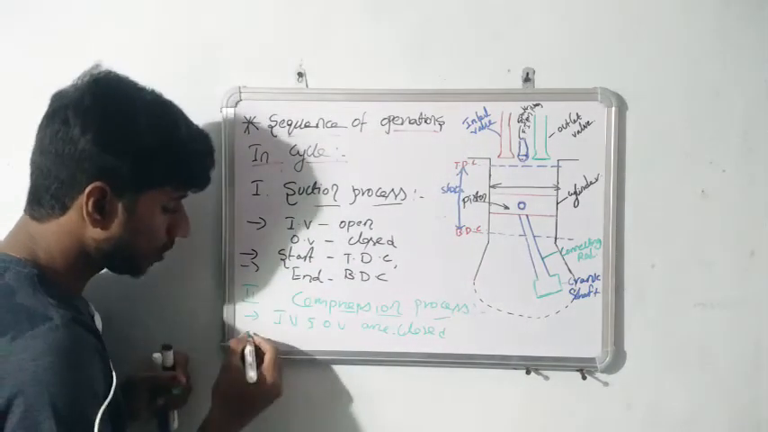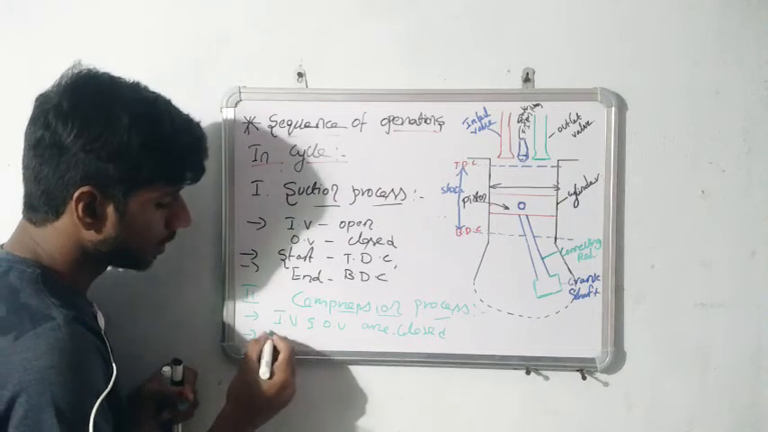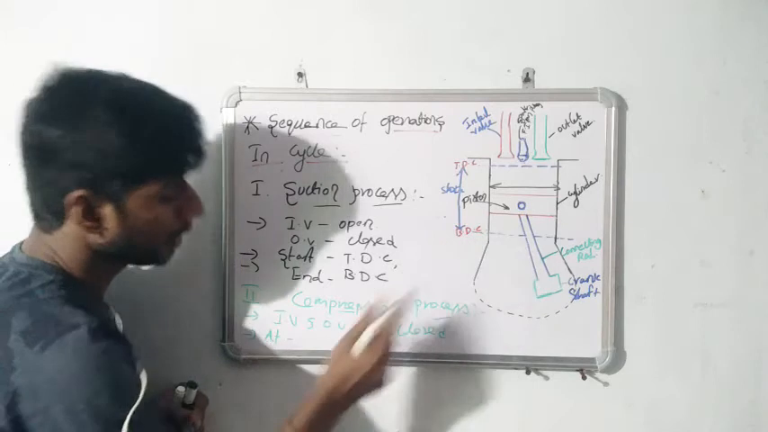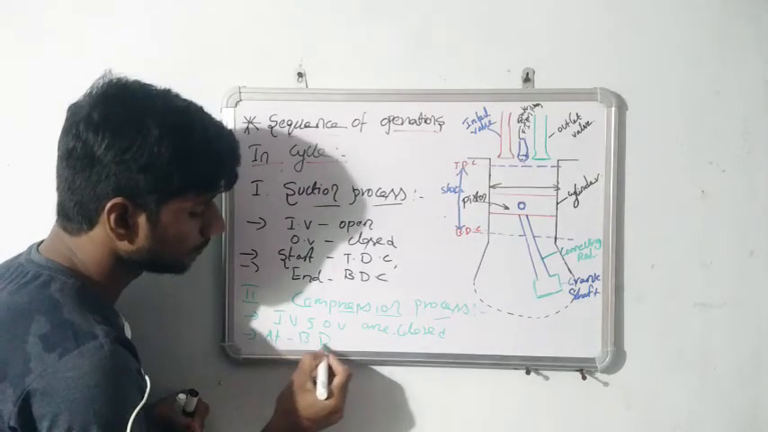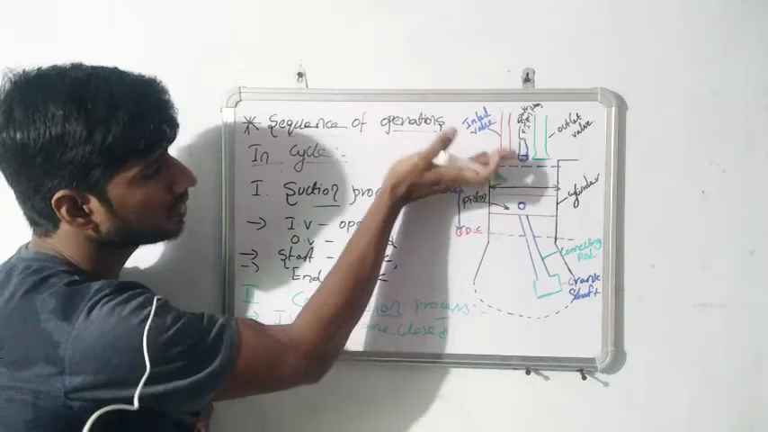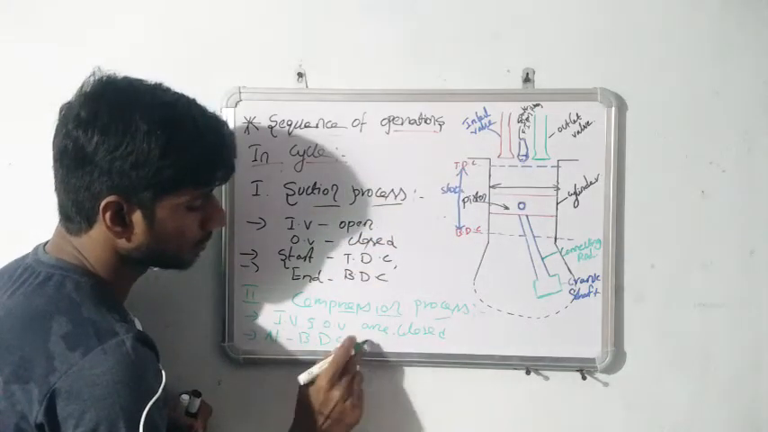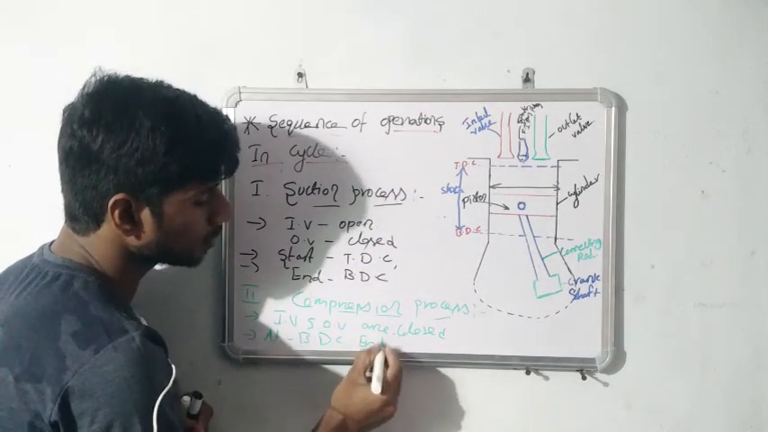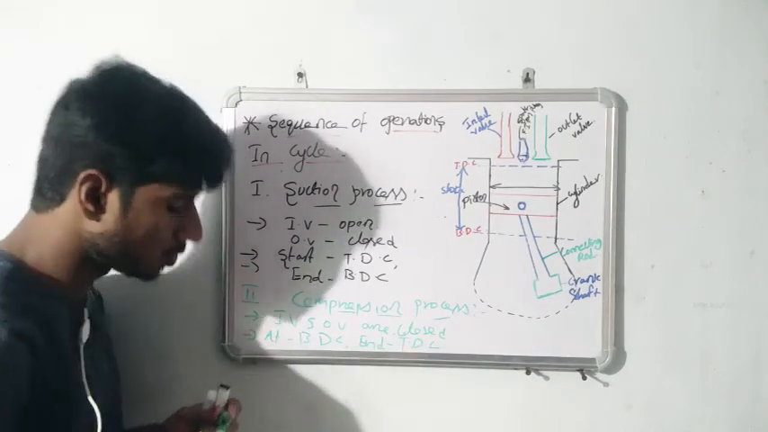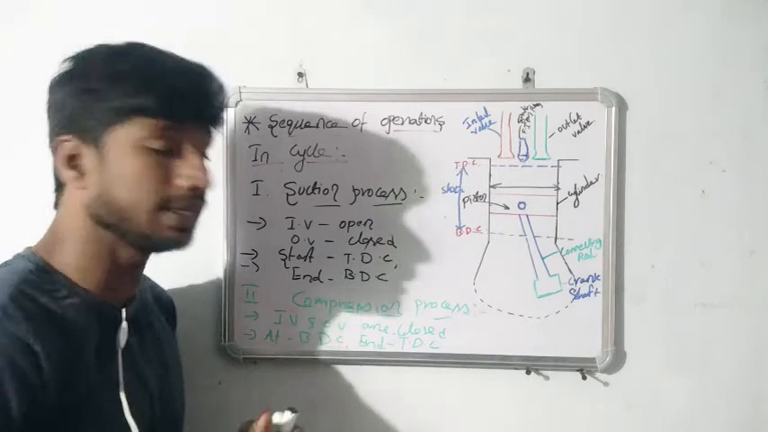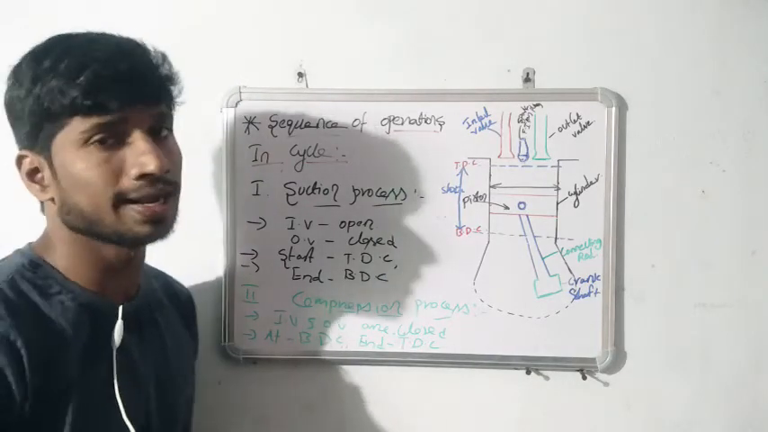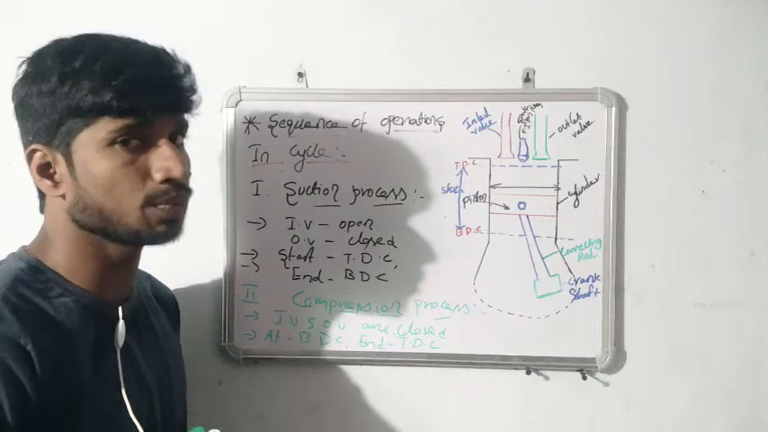Okay. Then what about the piston position here? At the start of this process, the piston is at BDC. After completion of this compression process, the piston reaches TDC. That means at the end of this process, the piston reaches TDC. So this is the second process in the engine cyclic operation. Go to the next process.